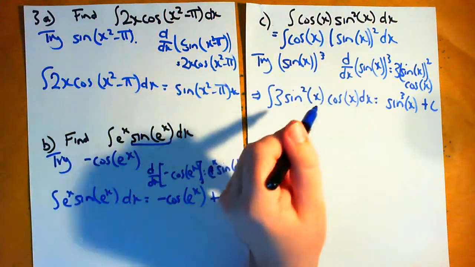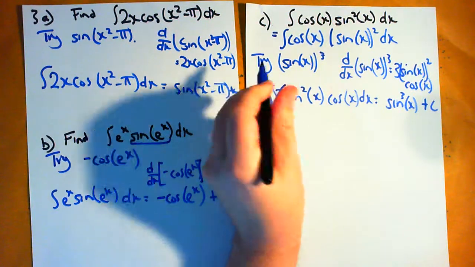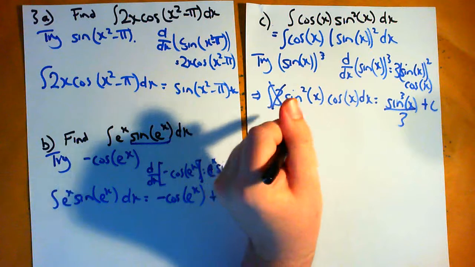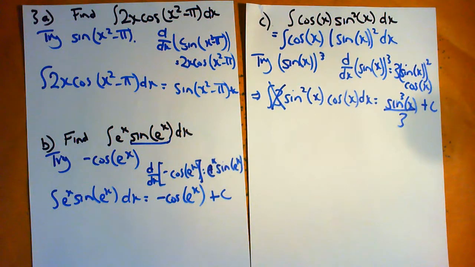Now let's compare what we're integrating. Integral of cos of x, sine squared of x. We've got the sine squared, we've got the cos, we've got an extra times 3 we don't want, so we can divide by 3. Okay, so we get the integral of sine squared x times cosine x dx equals sine cubed x upon 3 plus c.